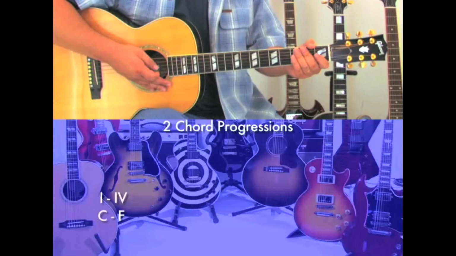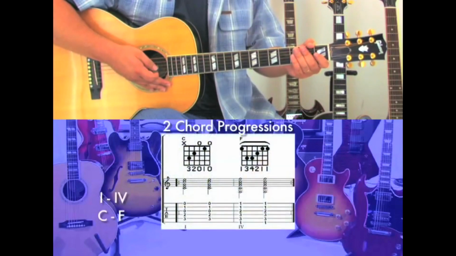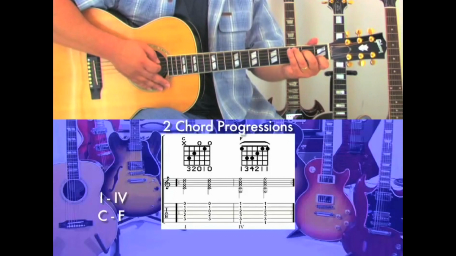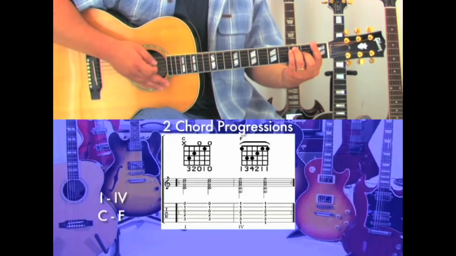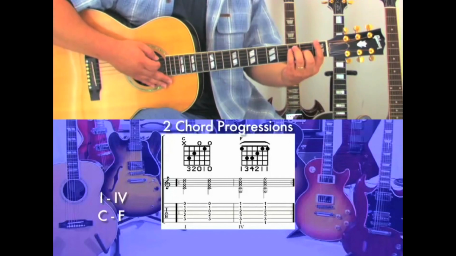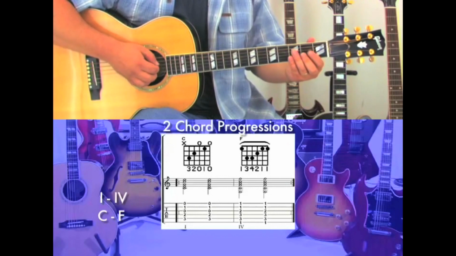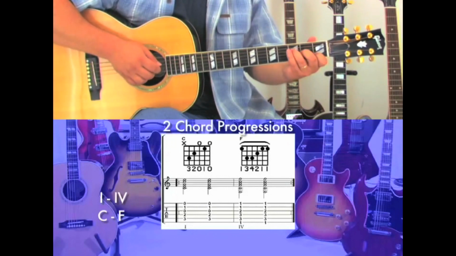Here we are going to apply a new rhythm pattern using half notes. A half note equals 2 beats, so we'll strum on 1 and 3 with our metronome set at 100 BPM. 1, 2, 3, 4, 1, 2, 3, 4. I'll be using the full F chord, but feel free to substitute one of the easier variations.